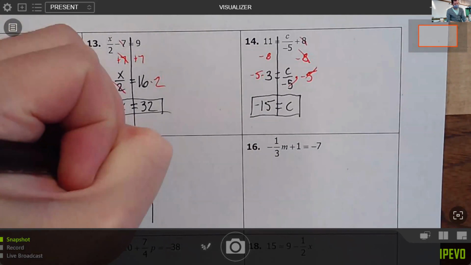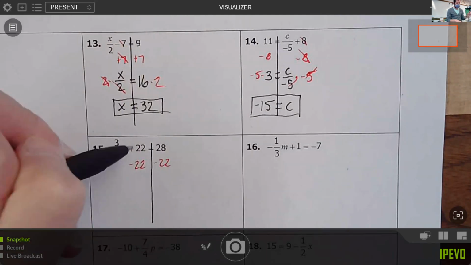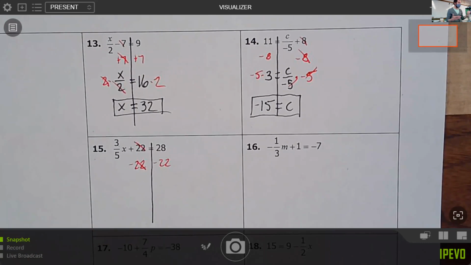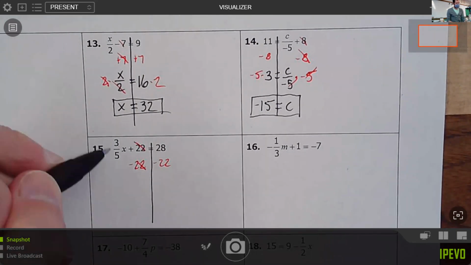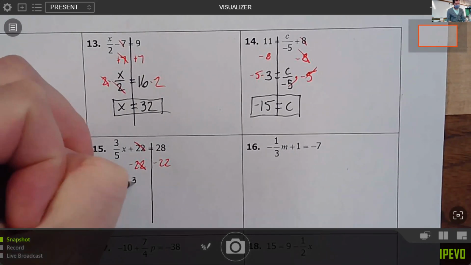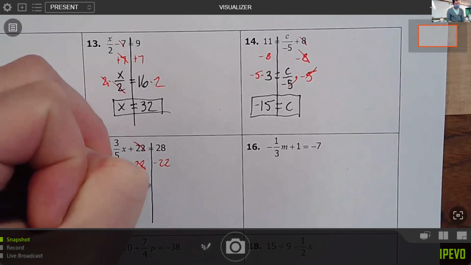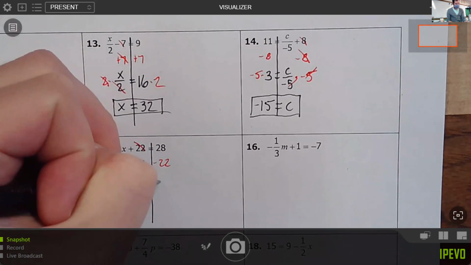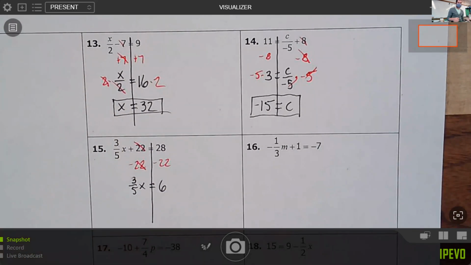Good. So we undo the addition or the subtraction. So we're undoing the addition by subtracting. We still have 3/5 times x. On the left side of the equation, 28 minus 22 is 6. All right. We have a fraction multiplied by our variable. How do we get rid of that? What do we do to undo that?